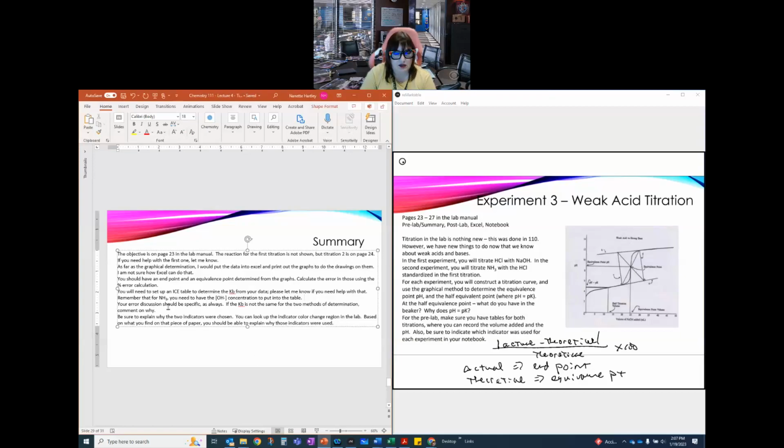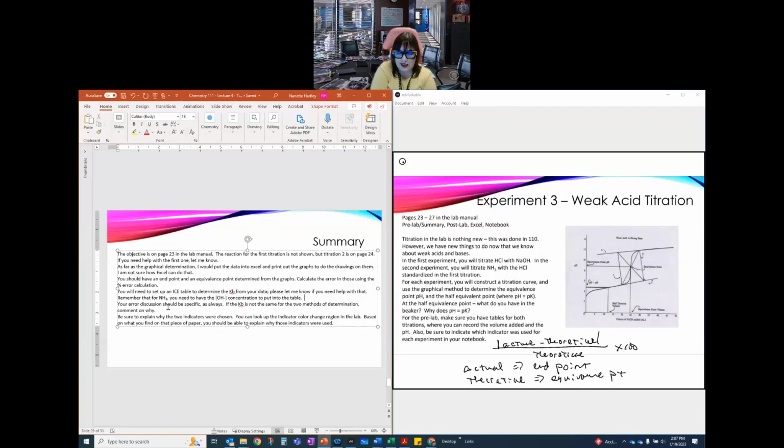When you talk about the error discussion, there are a couple of things. So you're supposed to compare the two KBs and see if they're the same for the two methods of determination, because there are two ways they're going to ask you to calculate KB. Talk about their differences. Talk about whether or not there should be any differences.